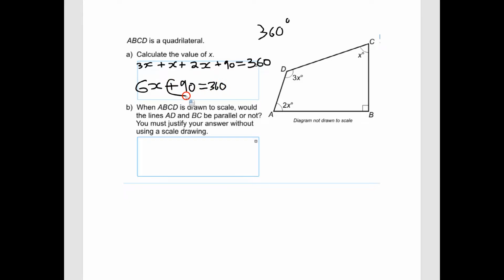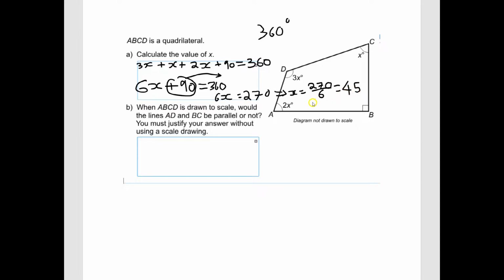So what I'm going to do now is subtract 90 from both sides, giving me that 6x is equal to 360 take away 90. Well, if I took away 100, I'd have 260, so that's going to be 270. Then to get x on its own, I would need to divide by 6. So x is equal to 270 divided by 6. A little trick, to divide by 6, you divide by 3 and divide by 2. Now, if I do 270 divided by 3, I'm going to get 90. Divided by 2 gives me 45.